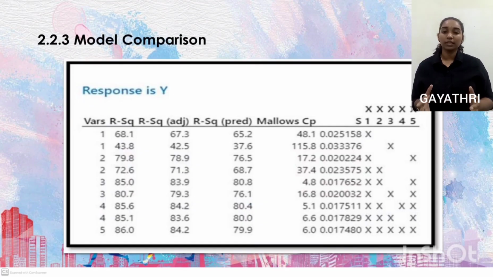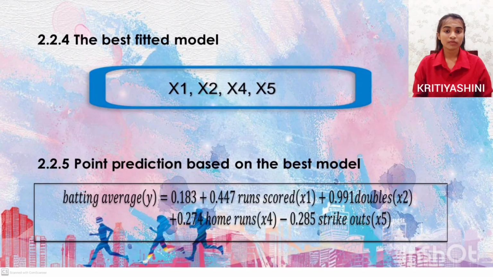For model comparison, the highest R square adjusted values are 84.2, 83.6 and 83.9. The highest R square predicted values are 80.8, 80.4 and 79.9. The lowest Mallows' Cp values are 4.8, 5.1 and 6.0. So now we're going to choose the best fitted model based on the model comparison. The model with x1, x2, x4 and x5 shows the best model, which has high R squared adjusted and the R squared predicted does not fall off. The Mallows' Cp is almost exactly equal to the number of predictors or independent variables.